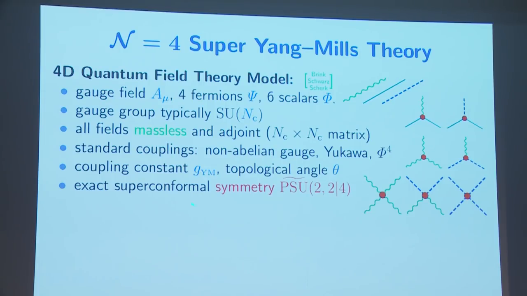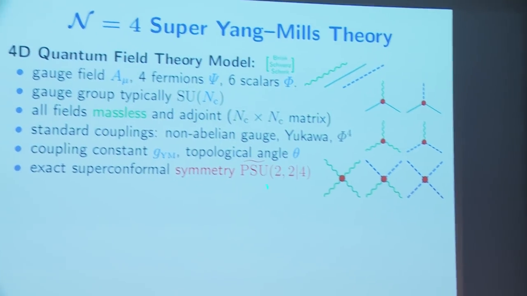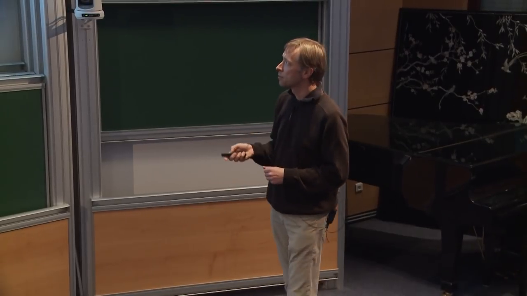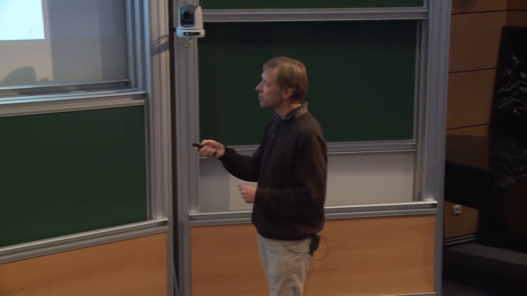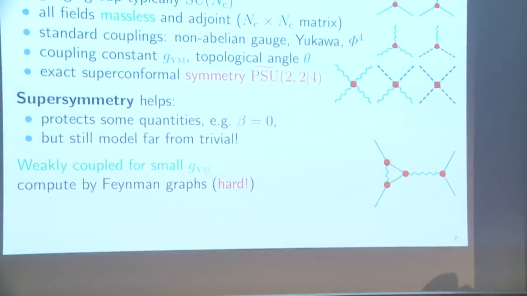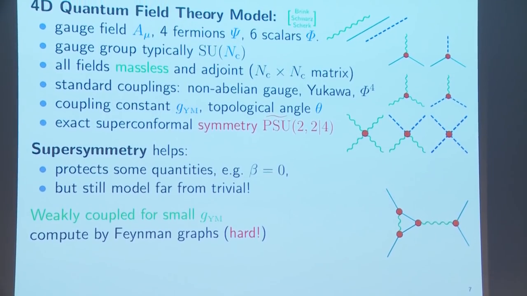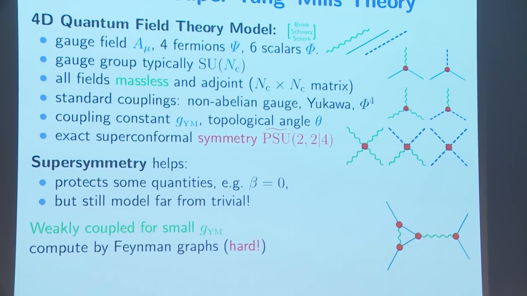But the nice thing is you do have a large amount of symmetry, which is not just the space-time symmetries or the internal symmetries, but they all combine with supersymmetry and conformal symmetry into this superconformal symmetry, which is the same Lie superalgebra or supergroup that we had for the string model. Supersymmetry is a nice feature. It does help. Particularly here, it protects some quantities, and in particular, the beta function of this model is exactly zero. That's why you call this a finite model, but it doesn't mean it's anything trivial. It's a very non-trivial model, but it just happens to have a coupling constant which does not run, and therefore also this superconformal symmetry is an exact symmetry of the quantum theory as well.